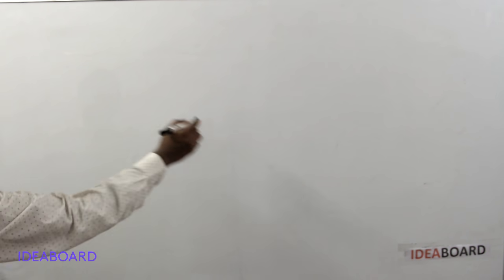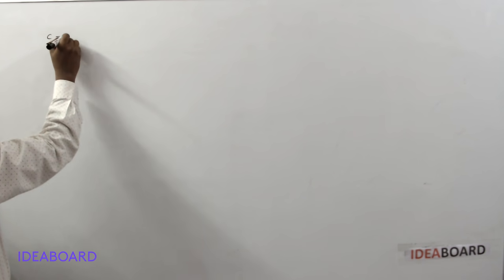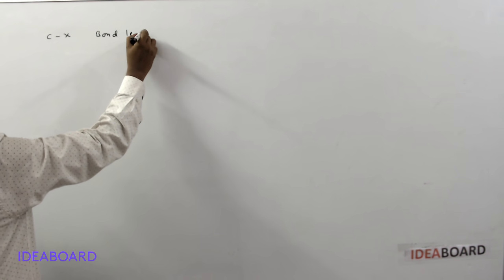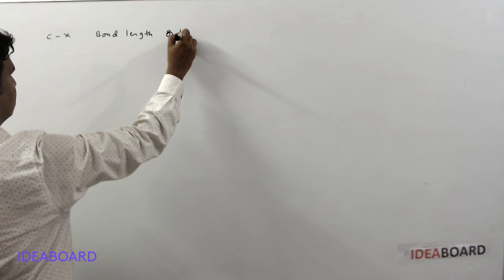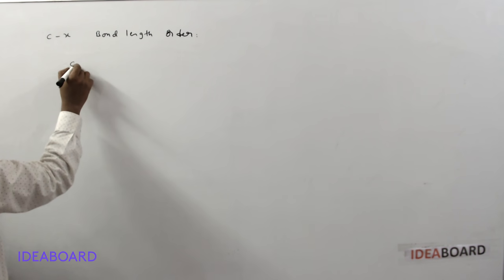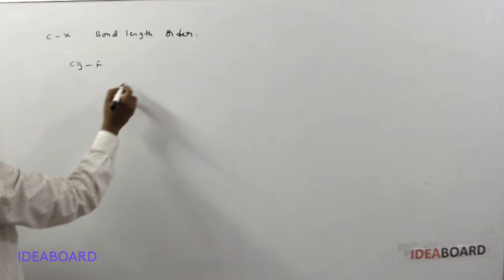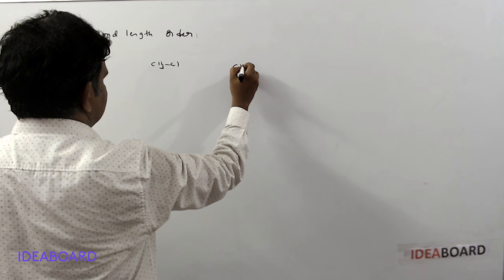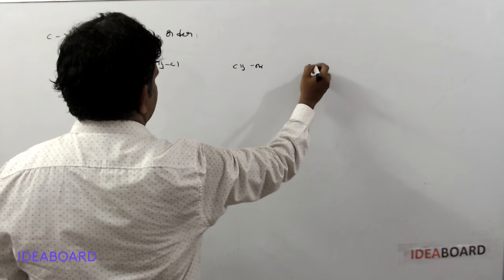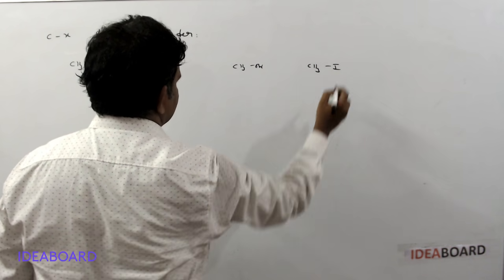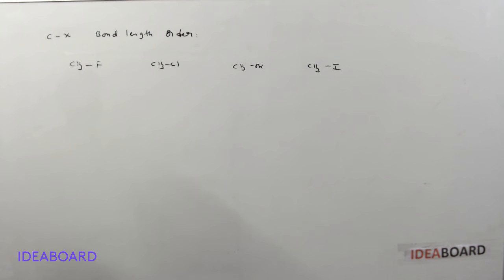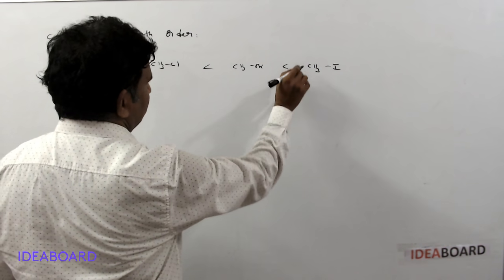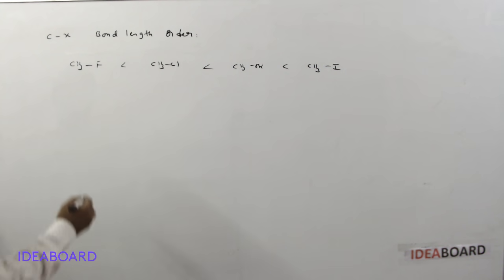The next important point, CX bond length order. Suppose you have CH3F, CH3Cl, CH3Br and CH3I, which has more bond length? Definitely, whenever the size of the halogen atom increases, the bond length value increases.